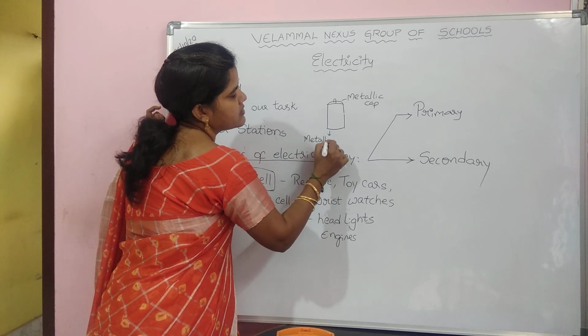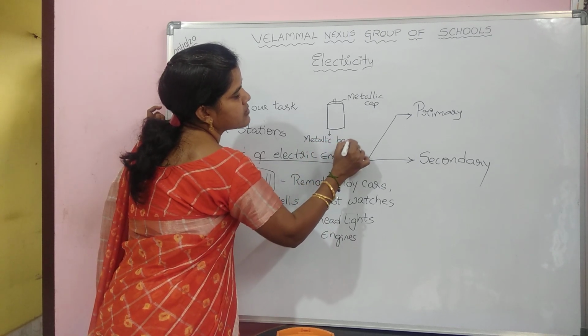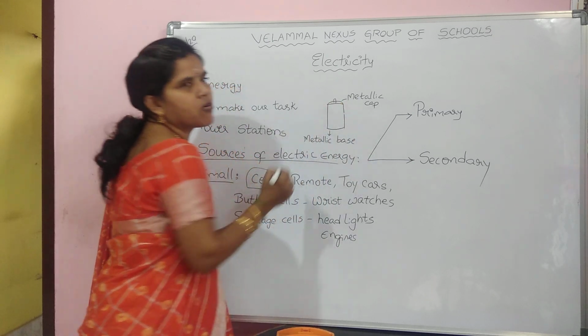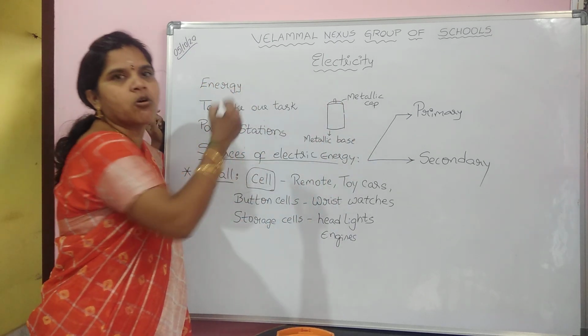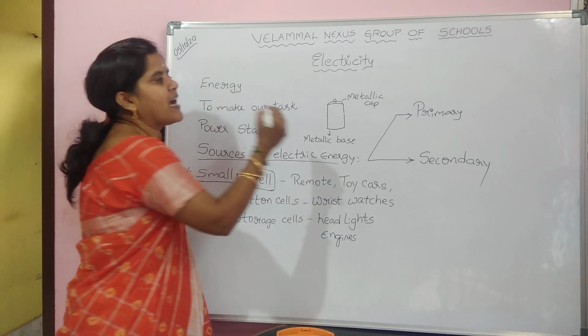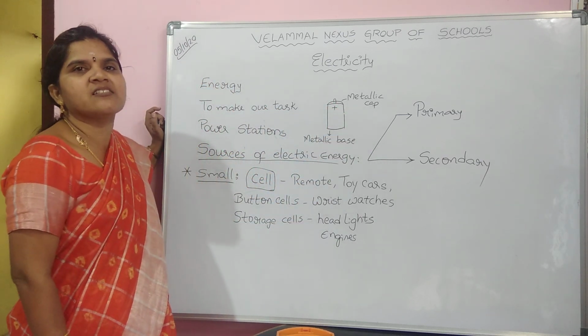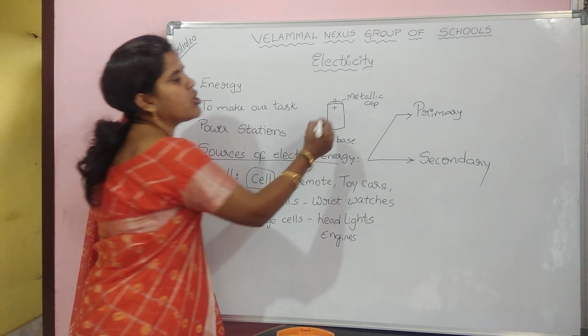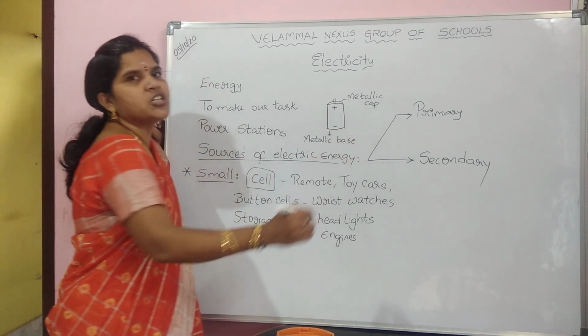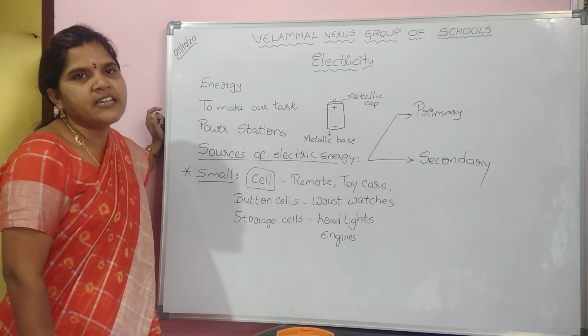I repeat, children, cell has two important parts. One is the top one metallic cap and the bottom one metallic base. And metallic cap acts as a positive terminal. Metallic base acts as a negative terminal.